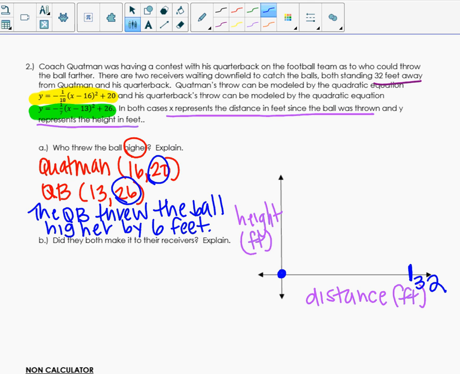Okay, so I'm trying to find, sorry if that was choppy. I had to pause the video for a second and kind of lost my train of thought. I have to find my x-intercept. Okay, think about this. I'm trying to figure out if they make it to the receiver. So if my receiver is standing here, that's an x-intercept. So I'm going to go ahead and pick up my calculator.